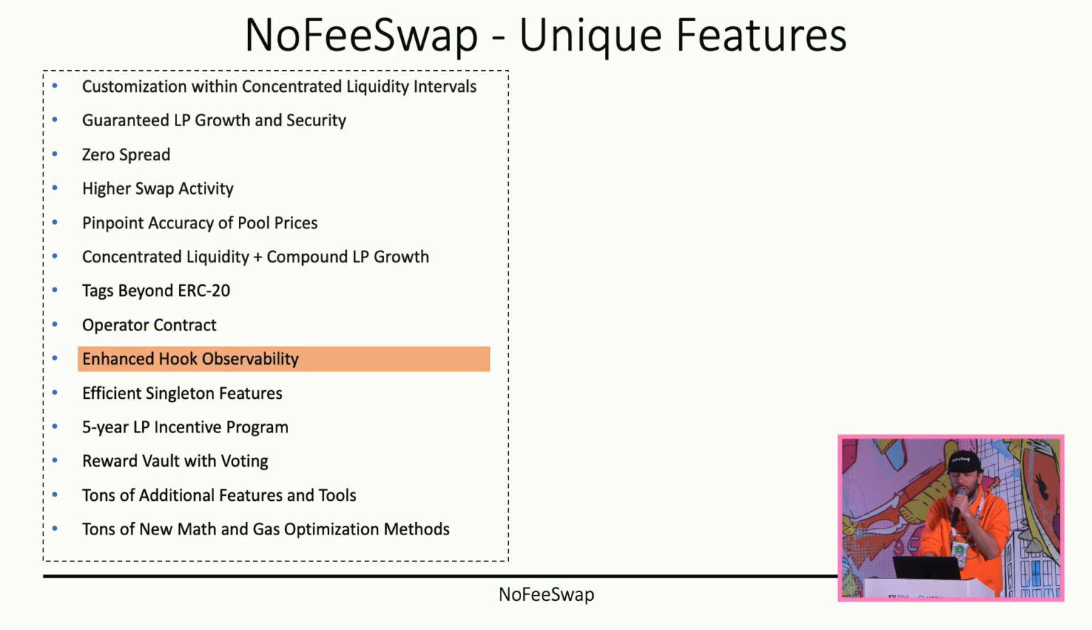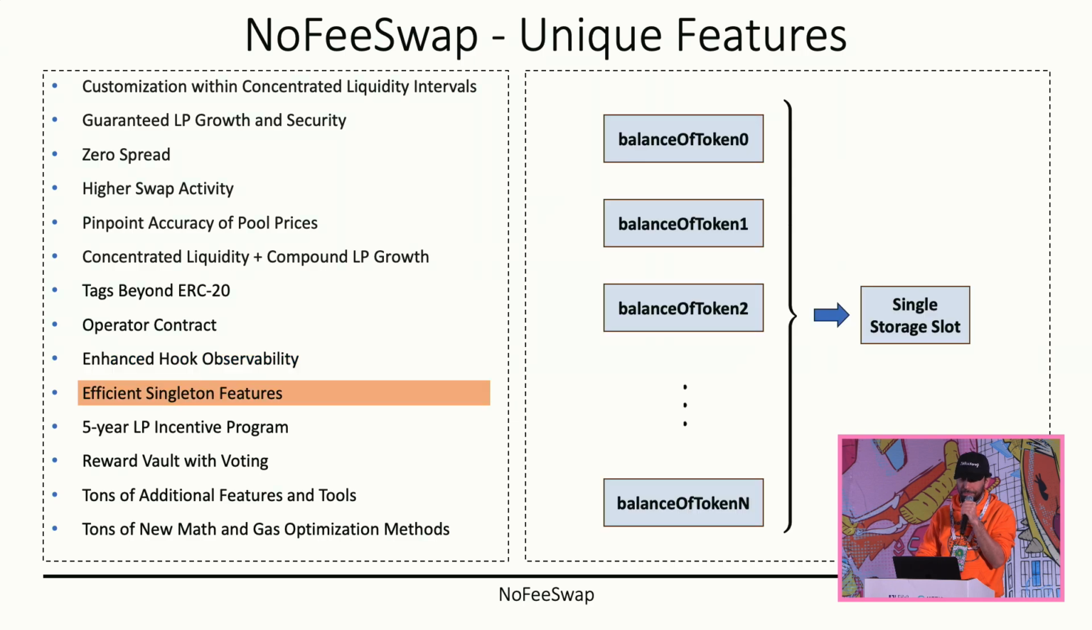Next, I'm going to talk about hooks. The yellow paper explains how NoFeeSwap hooks operate. For example, the hooks do not need to access pool data externally. It is offered to them for free. There are a number of singleton features as well. For instance, NoFeeSwap allows you to handle EVM storage more efficiently because you can incorporate multiple balances into a single storage slot.